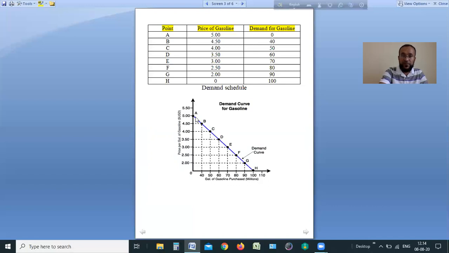So from point A to B, B to C, C to D, D to E, E to F, F to G, G to H, all these are movements along the demand curve. When there is movement, remember, only a price change causes movement. If only price changes and other factors remain the same, it will be movement. And during the movement, we stay on the same demand curve.